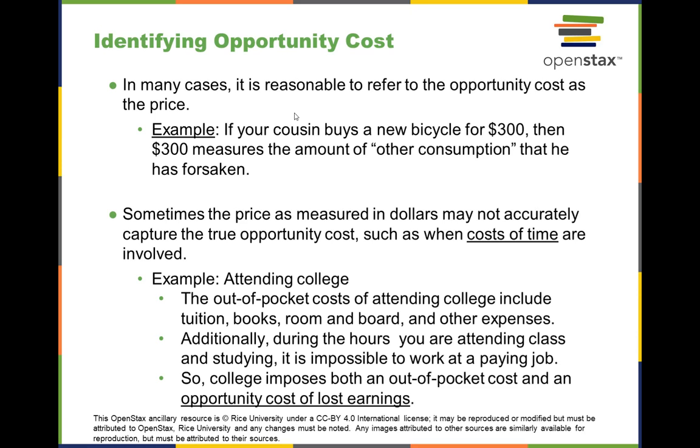The out-of-pocket cost of attending college includes tuition, books, room and board, and other expenses. But additionally, during the hours you're attending class and studying, it is impossible to work at a paying job. So college imposes both an out-of-pocket cost and an opportunity cost of lost earnings. And plus, something else it doesn't mention, because you can still tabulate that monetarily by saying, look, I could have worked this many hours and I could have made this much money. But it's also more than that.